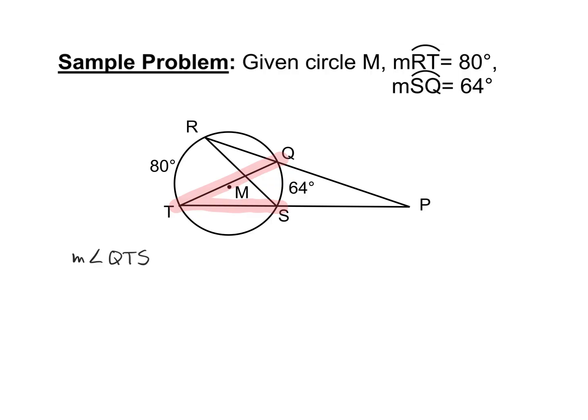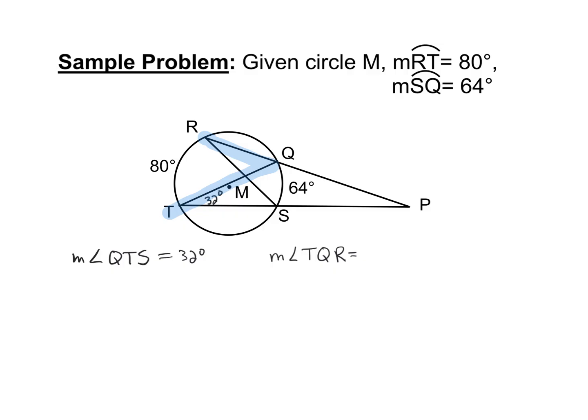Now, you just need to notice that it's inscribed because it has its vertex on the circle and that it cuts off this arc. So if this arc is 64, then this angle must be half of that, or 32. Okay, I've written 32 here. Now we're supposed to find the measure of angle TQR. So TQR. All right, so let me highlight that one.